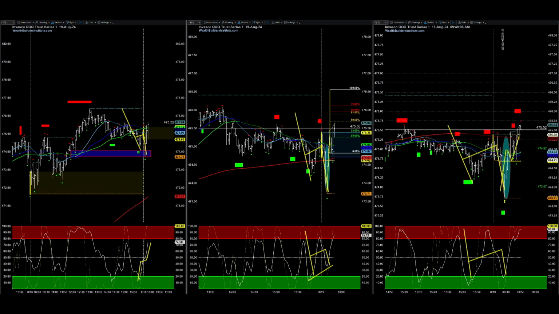Order fill. And there's a $1.50 move on QQQ today, ladies and gentlemen.